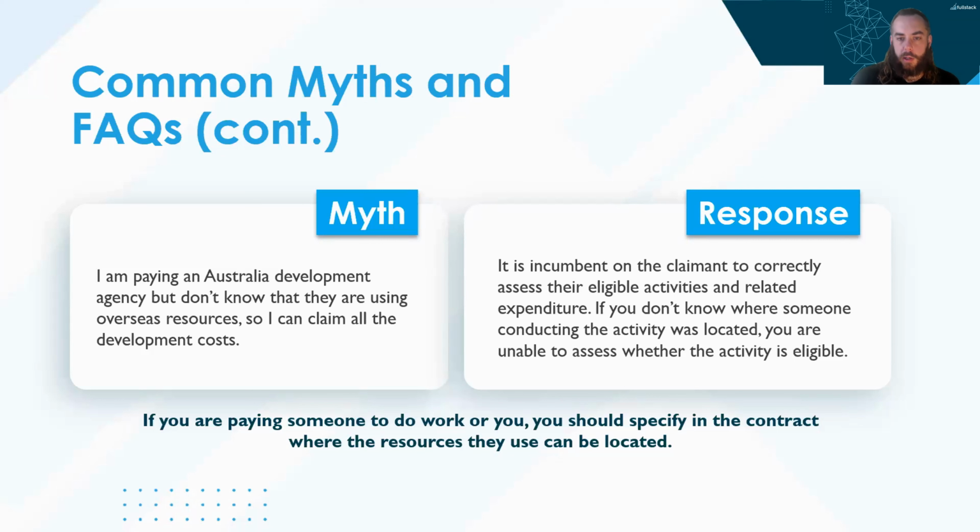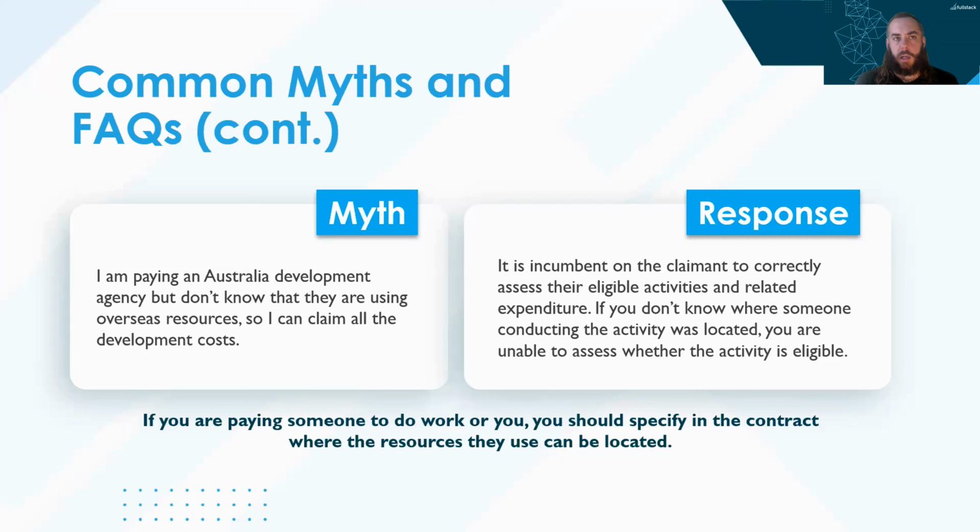It's incumbent on the claimant, the program is self-assessment. So if I want to claim expenditure relating to activities, I need to be able to determine whether they're eligible R&D activities. So if I am unable to determine whether they are eligible, potentially because they're conducted overseas, then as a taxpayer that has a level of responsibility to claim correctly, I cannot do that without figuring out where exactly they're located.